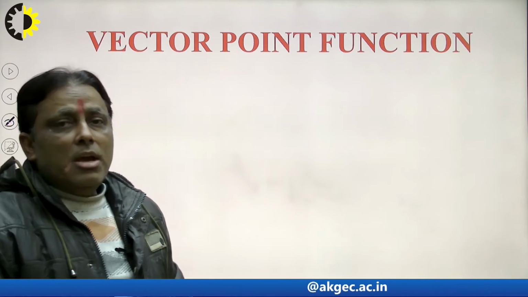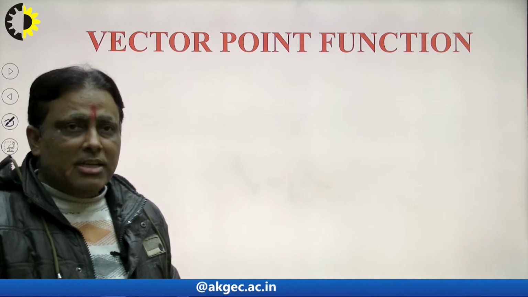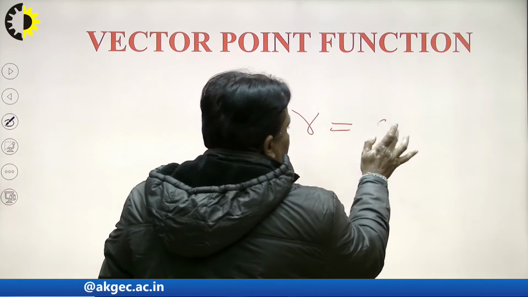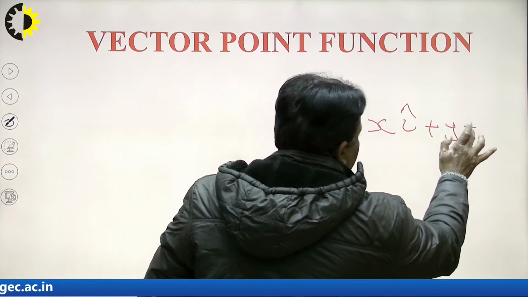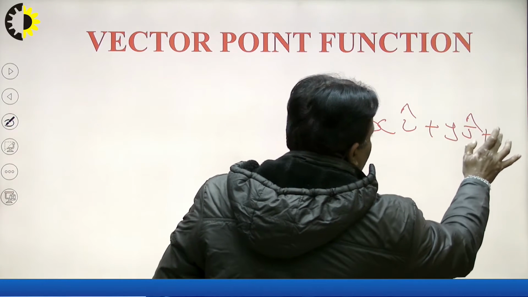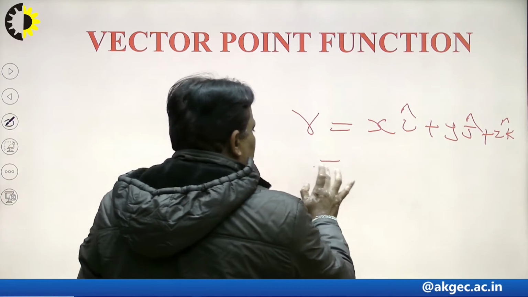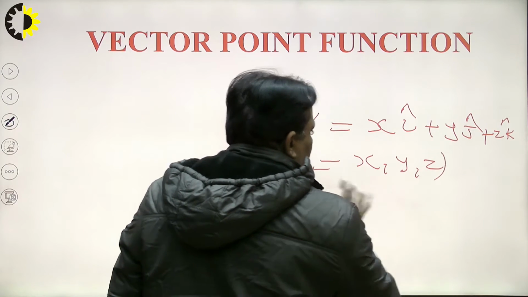Next is the vector point function. What is a vector point function? Students study vectors at the 12th level. A vector r is denoted by x i plus y j plus z k. In this way we can write it as (x, y, z).